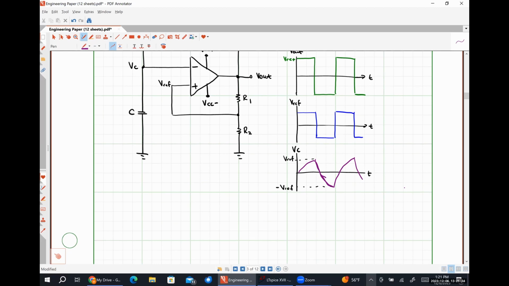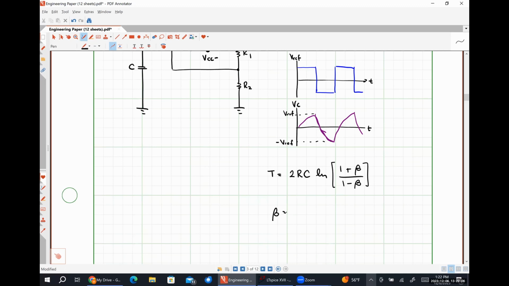Mathematically, the period of our pulse is twice R times C, where R is that negative feedback resistor, C is the value of our capacitance, times the natural log of (1 plus beta) divided by (1 minus beta), where beta is simply R2 over R1 plus R2, which is just our voltage divider ratio established by resistors R1 and R2.